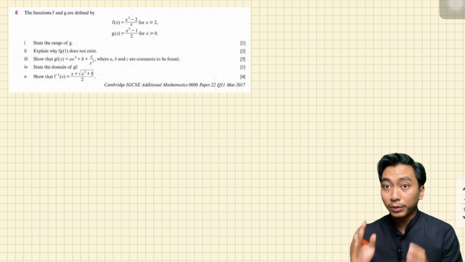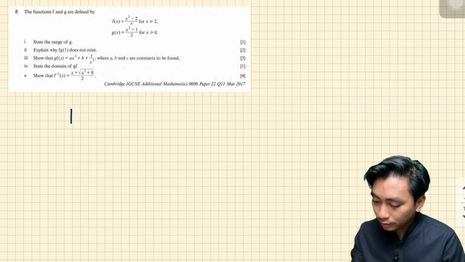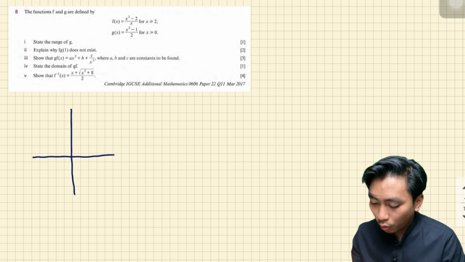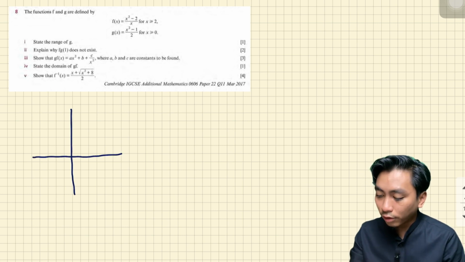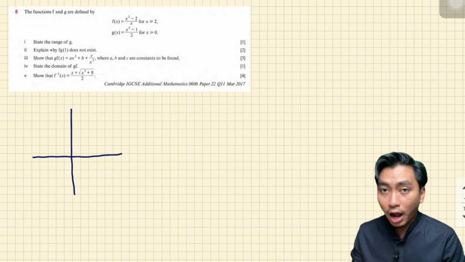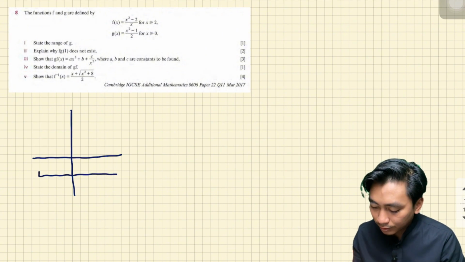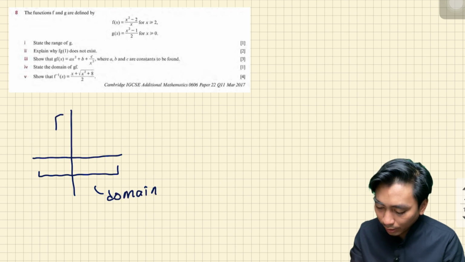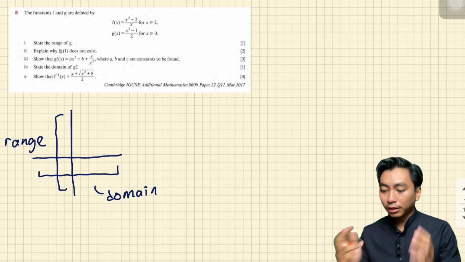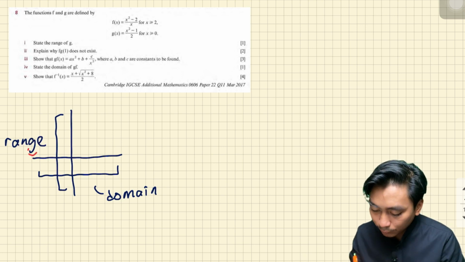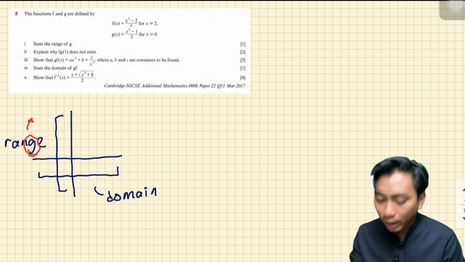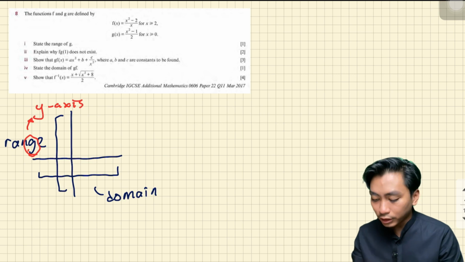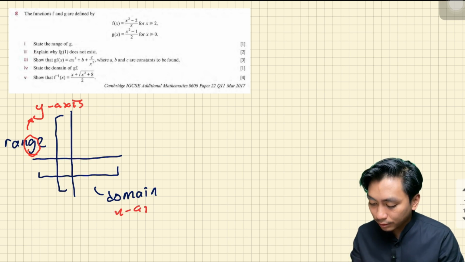Okay, what is the difference between range and domain? Let's say there is an axis, there are the y-axis and x-axis. One of them is range, one of them is domain. How to remember: the x-axis is the domain and the y-axis is the range. Range is spelled with a G, which is the same as Y, which means that range is the Y-axis. And the other, the domain, is the X-axis.